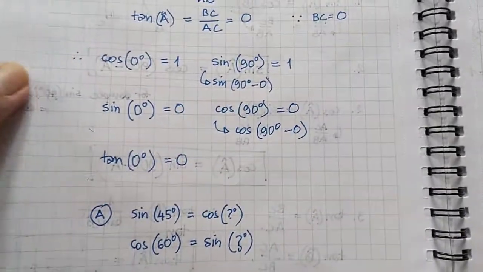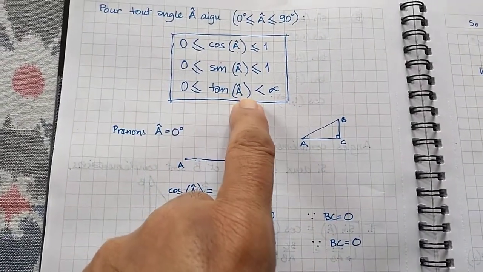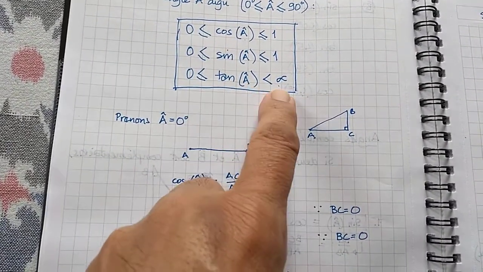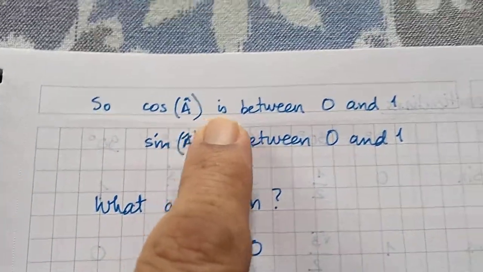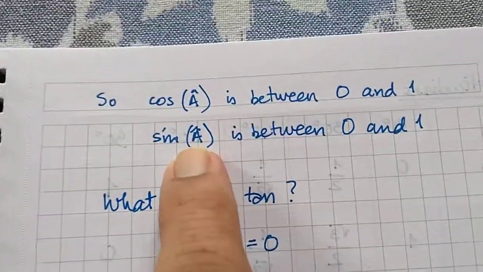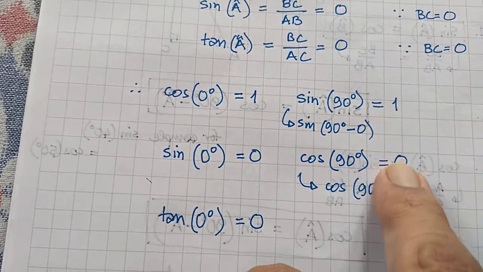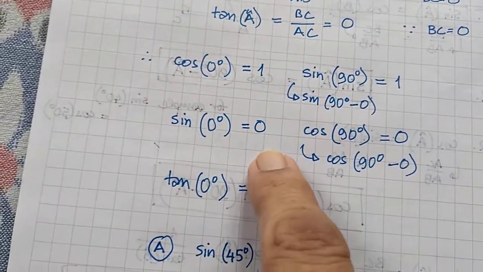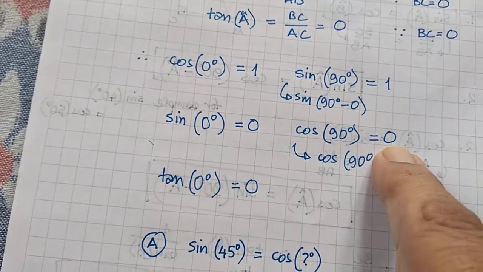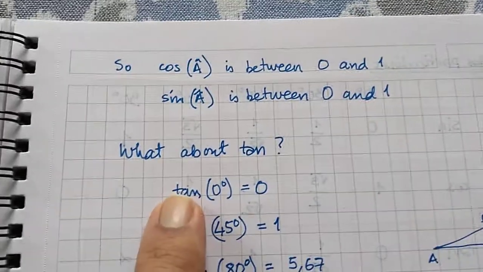Okay. Now we'll come back to this line. Tan of A can go from 0 to infinity. We'll see how. So to summarize, cos of A is between 0 and 1 as long as A is between 0 and 90 degrees. Similarly, sine of A is also between 0 and 1. They go in opposite directions. Here you see, when cos is 0, sine is 1. They go in opposite directions. We'll have a look.